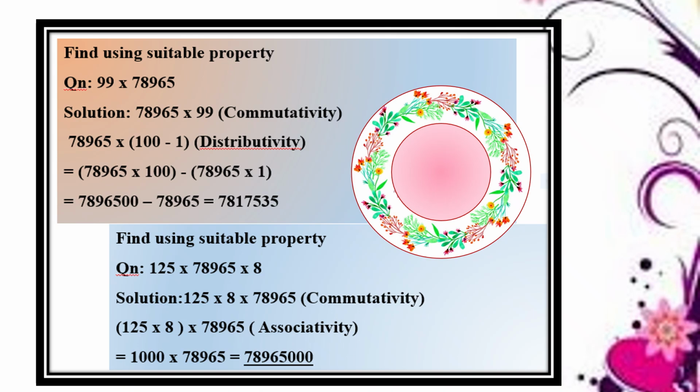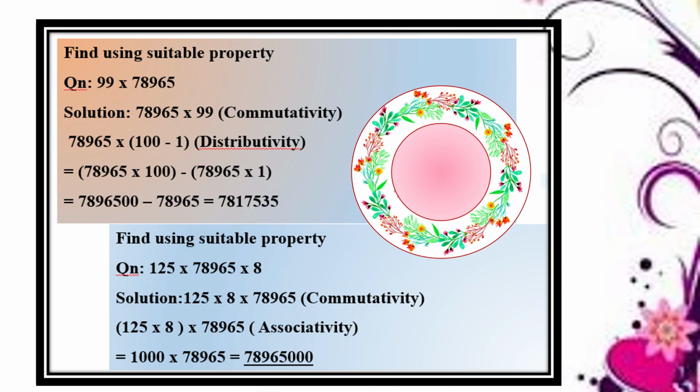Consider two examples for simplification using the properties of numbers. Both of them are finding the products. So here choosing the appropriate property is very important. First one, it is multiplication of 78965 with 99. And in this case, as only two numbers are getting multiplied, there is no question of grouping as such.